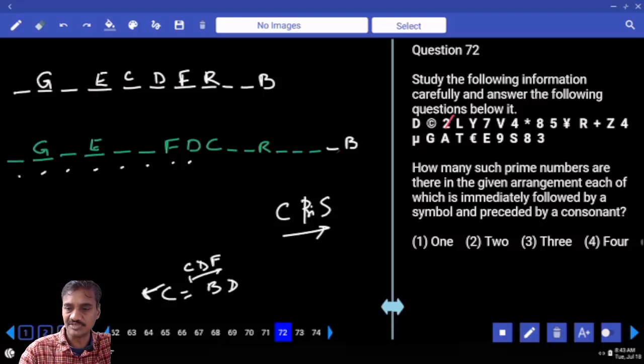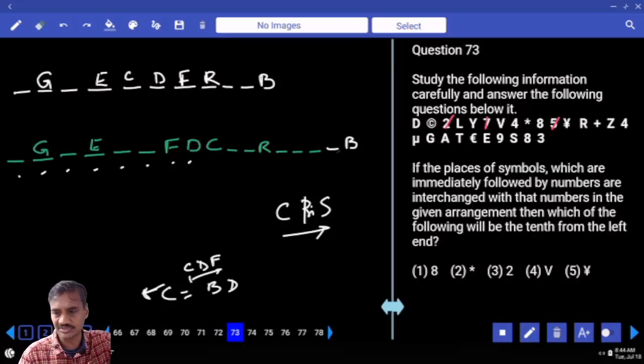Now this is a prime, it is not preceded by a consonant. And this is a prime not followed by a symbol. And this prime is not preceded by a consonant. And next one, that's it. And anything else we have? Now 72, none. None, that is the choice for question number 72.